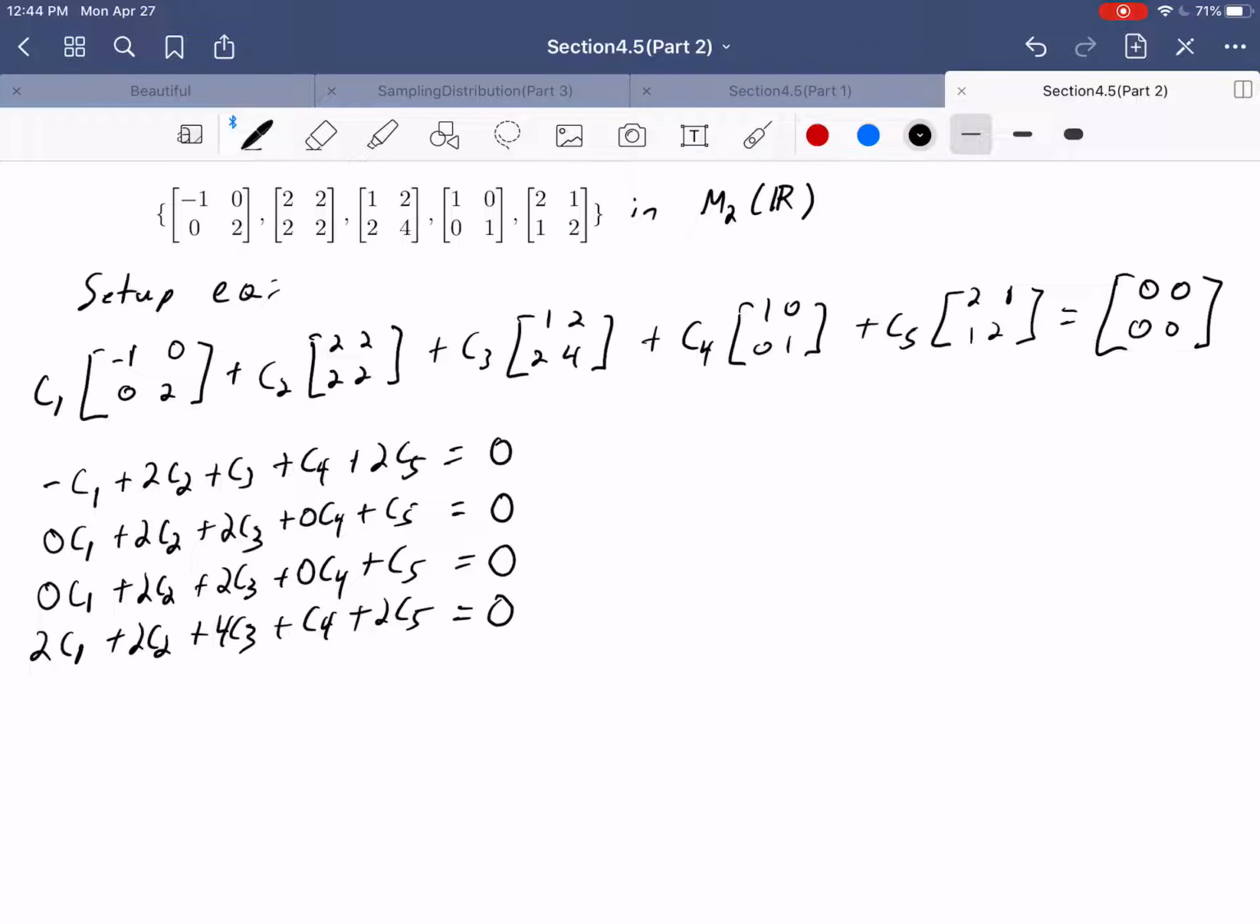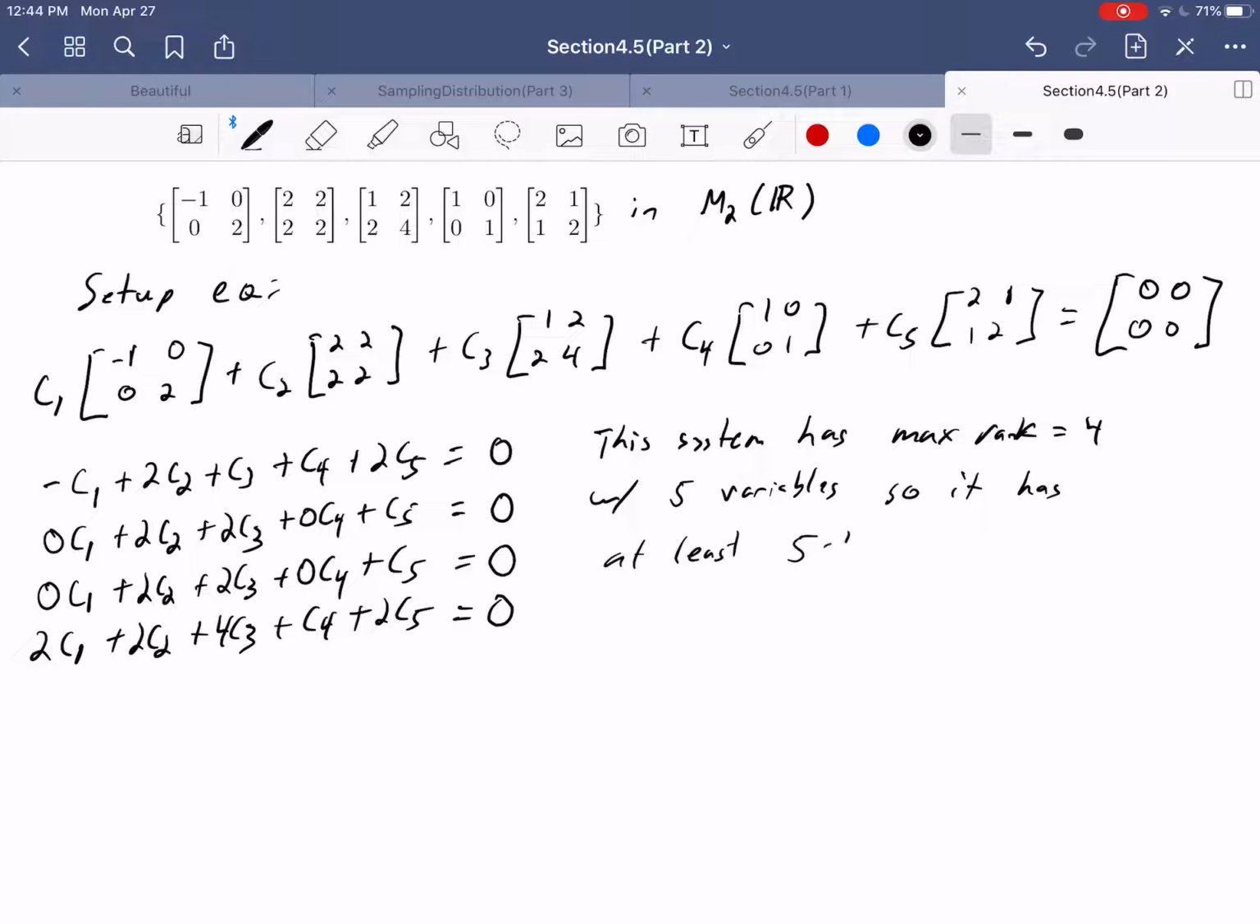In other words, just make a comment here. This system has maximum rank equal to 4. Not saying it does have rank 4, but it has maximum rank 4 with 5 variables. So it has at least 5 minus 4 equals 1 free parameter, which implies it's linearly dependent.